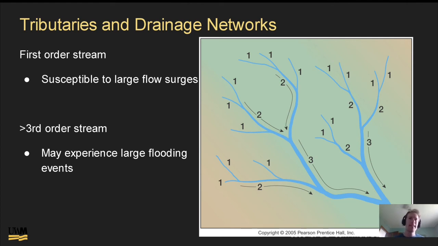So you're going to look at just a couple examples in the Milwaukee River Basin, actually along the Milwaukee River, and you have to characterize whether that's a low order or high order stream, and whether they would be more susceptible to flow surges or large flooding events.